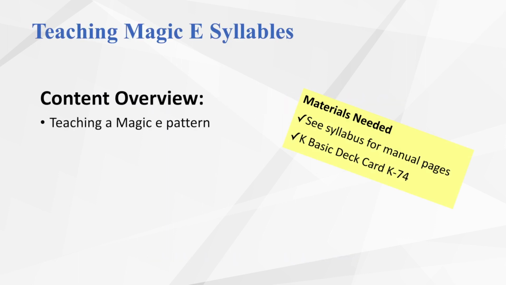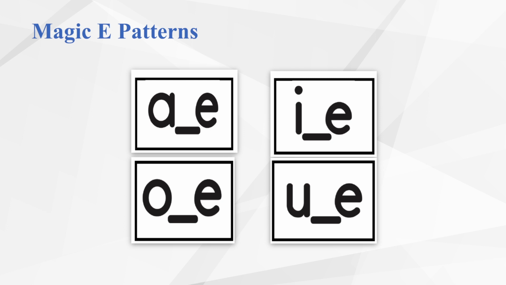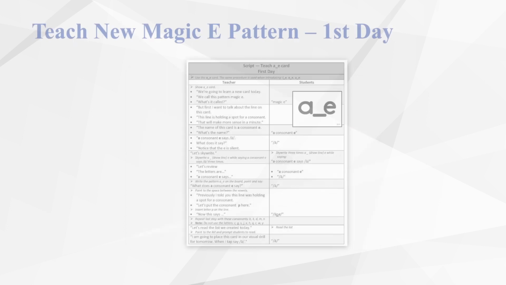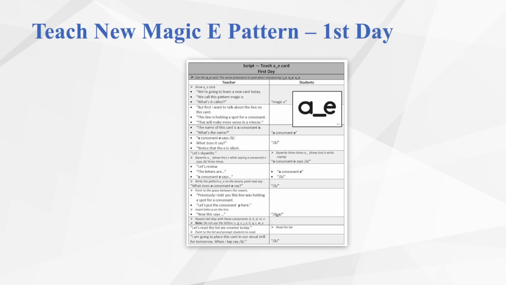In this section of training, we are going to talk about how to teach magic E syllables in kindergarten. In a previous video about syllable types, you learned that the magic E syllable has one vowel, followed by one consonant and silent E. In kindergarten, we teach each individual magic E pattern separately to help students recognize these individual patterns in words. On the screen, you see a script that walks you through introducing a magic E pattern on the first day.